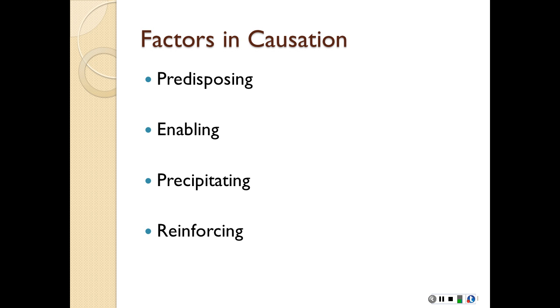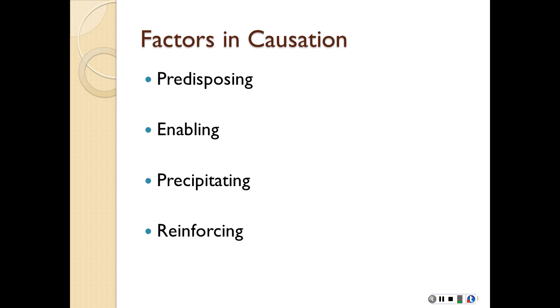Precipitating factors are those factors that are associated with the onset of disease. For example, exposure to a specific pathogen or a specific harmful substance. So asbestos exposure is a precipitating factor for mesothelioma, which we all know because we've all seen those lawsuit commercials that are still going on.